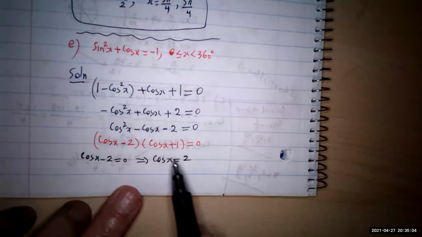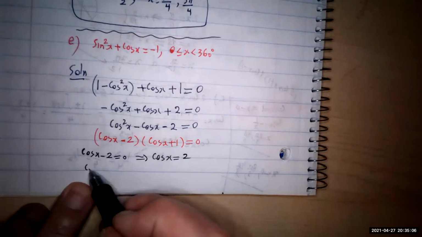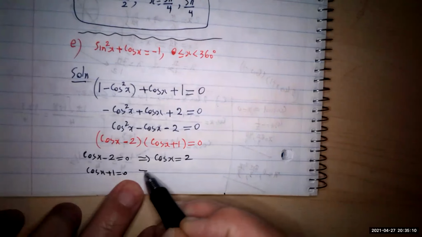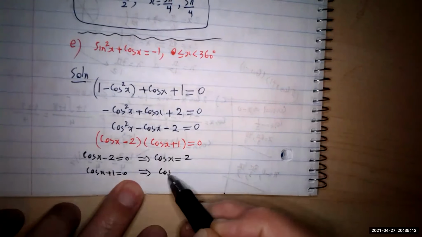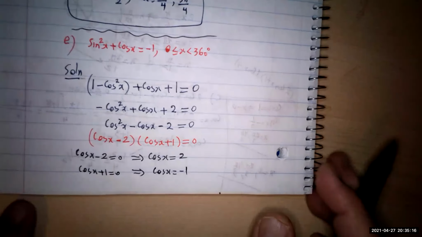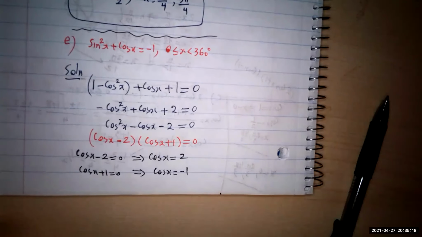And the other one, if you let cosine x plus 1 equal 0, then you are going to have cosine x equal to -1. So we have two equations to solve: cosine x equal to 2 and cosine x equal to -1.